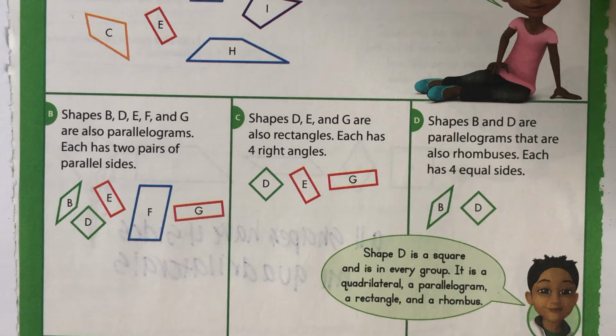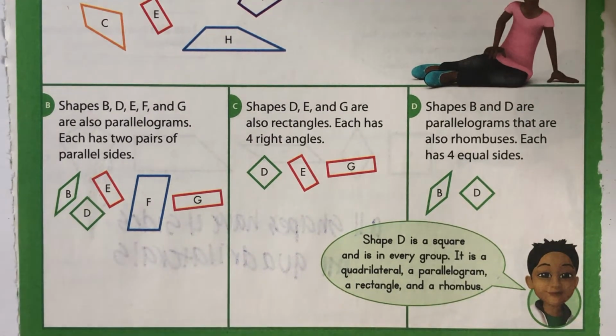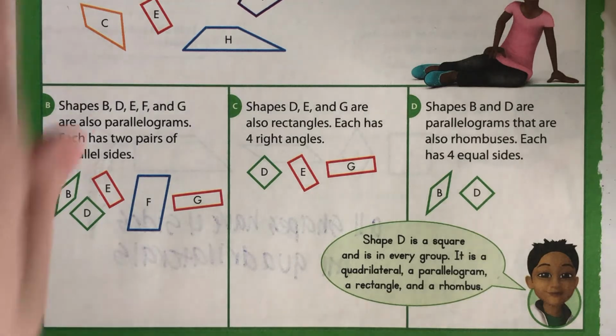Shapes D, E, and G are also rectangles. Each has four right angles. Shapes B and D are parallelograms that are also rhombuses. Each has four equal sides. Shape D is a square and is in every group. It is a quadrilateral, a parallelogram, a rectangle, and a rhombus.